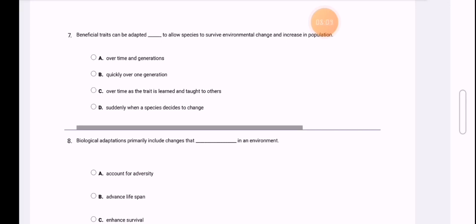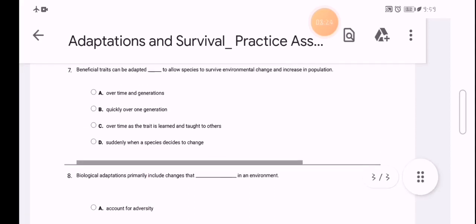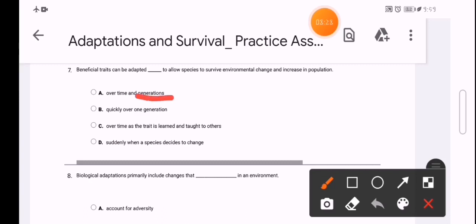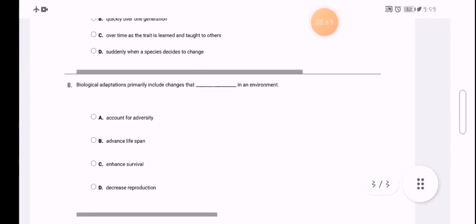Over time, as a trait is learned and taught? Traits can't be learned and can't be taught. Suddenly, when a species decides to change? We said that rapid changes are not useful for us. Okay, so we need over time and generations to see the effect of it in the other generations, so we can see the effect of increase in population.